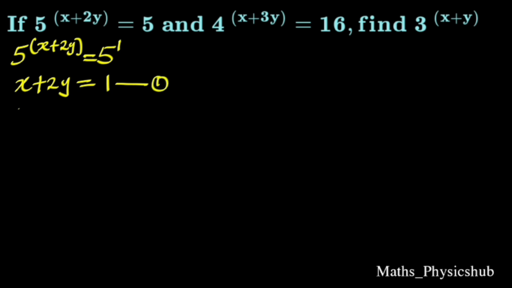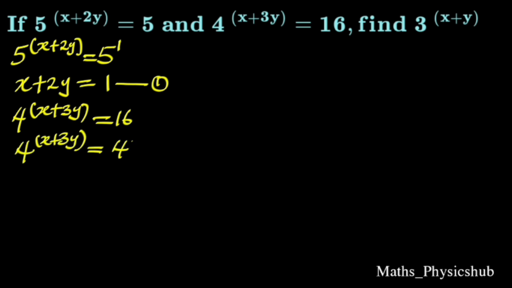Also, 4^(x+3y) = 16 is the same as 4^(x+3y) = 4^2, because 4 power 2 is 16. Now that both sides have the same base, equating the powers will give us x + 3y = 2. Let's call this equation 2. Going further, we will solve equation 1 and 2 simultaneously.